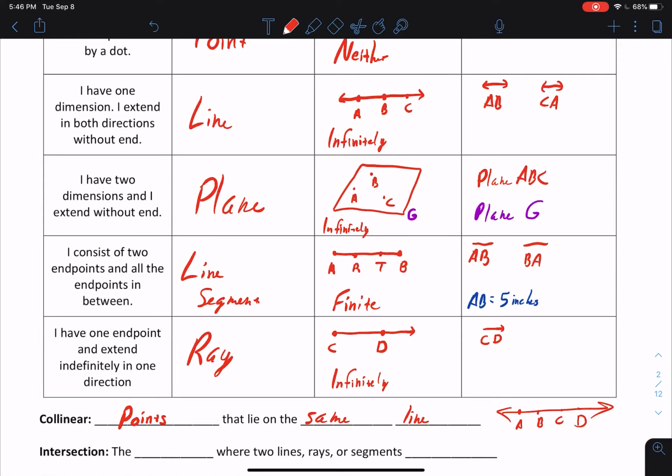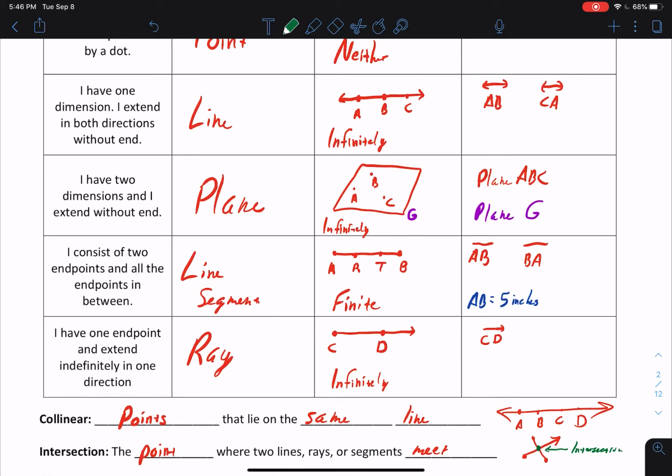The other thing is intersection. The intersection is the point where two lines, rays, or segments meet or intersect. All right, so I could have a ray here and then a line segment here, and then this point where they meet, that is the intersection.